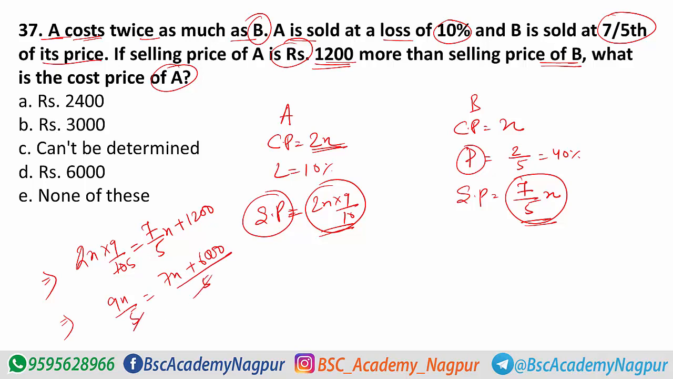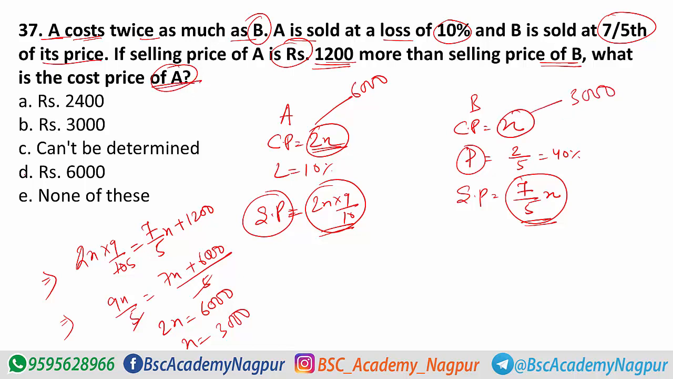5 cancels out, 7 will come over here. 2x is equal to what? How much? 6000. So x will be 3000. 3000 into 2: cost price for A will be 6000 and cost price for B will be 3000. So we have to find the cost price of A. Option D. We got the values.